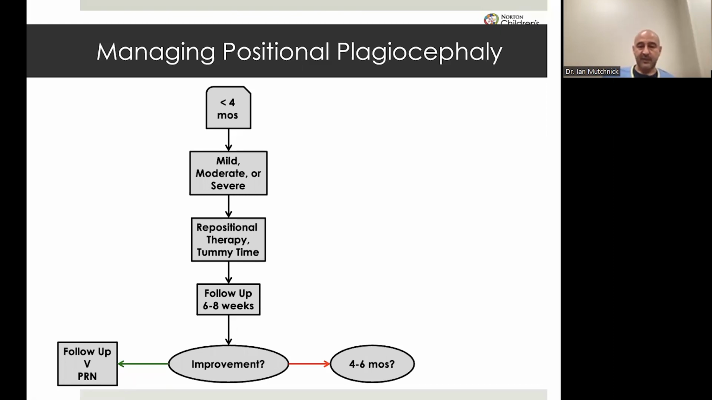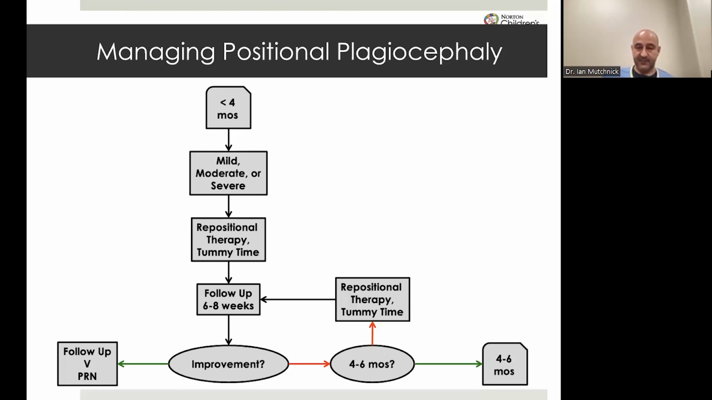And if it's no, are they 4 to 6 months? And then check back at 4 to 6 months. And again, if there is improvement, good. If there's not improvement and they are still 4 to 6 months, you can still try repositional therapy and tummy time and then iterate this. And if it's yes, then they're okay and you're all right.